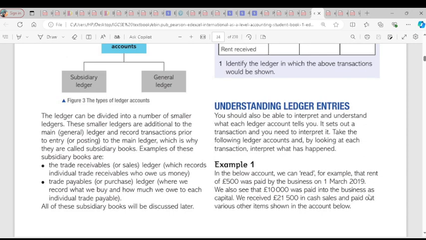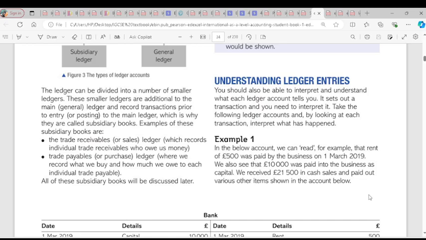So we have two ledgers here. We have the subsidiary ledger and the general ledger. Are you there? Okay. So we did ledger account, yeah? Yeah, we did. So we have the subsidiary ledger and the general ledger. Are you with me?